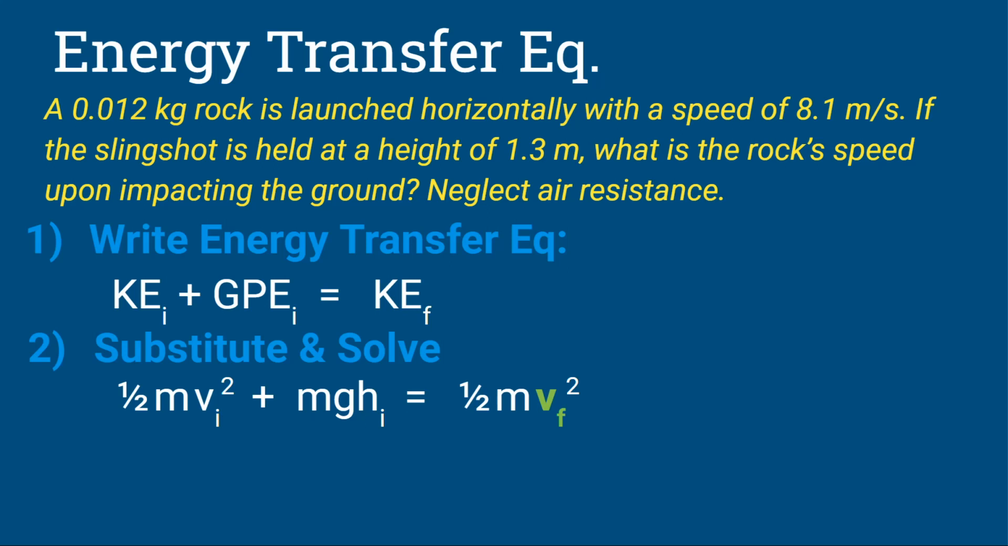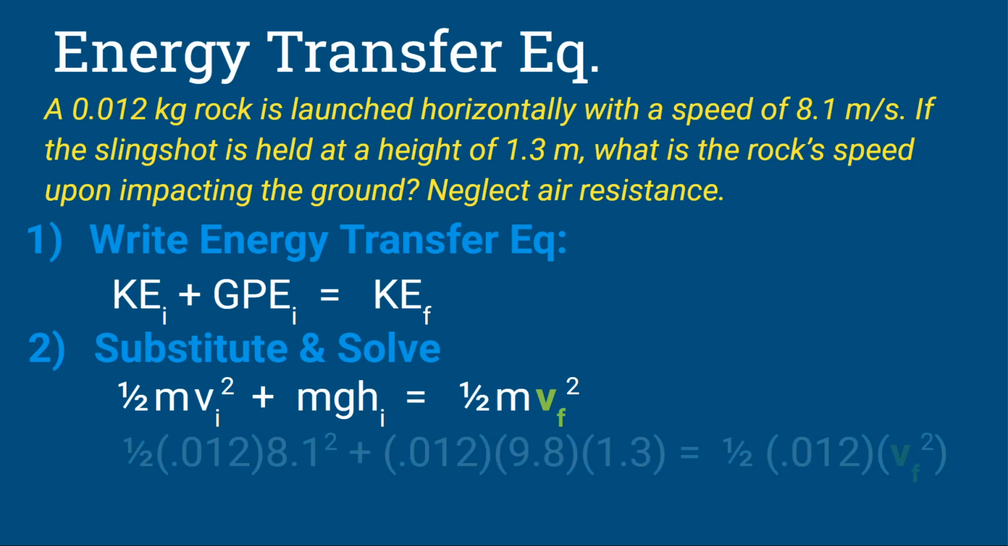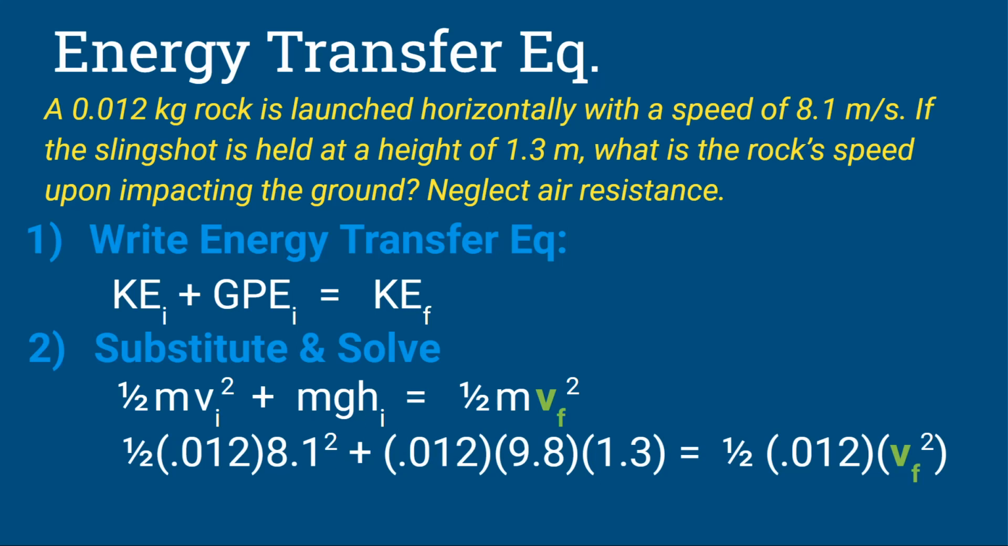Okay, so if I want to go ahead and solve this, plug in my numbers, it looks like this. I have half of my mass, 0.012 times 8.1 squared, that's the launch velocity, plus that same mass times gravity times my height equals my final state when it's at the ground. All that energy should be kinetic, 1/2 times 0.012 times VF squared.